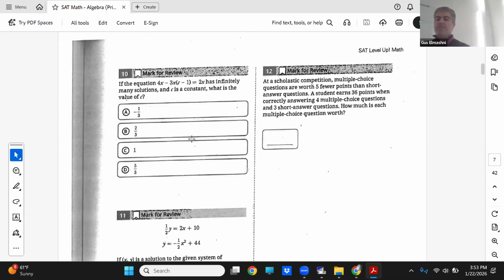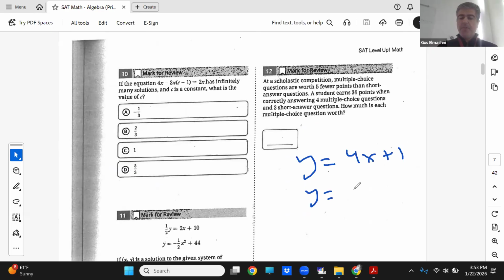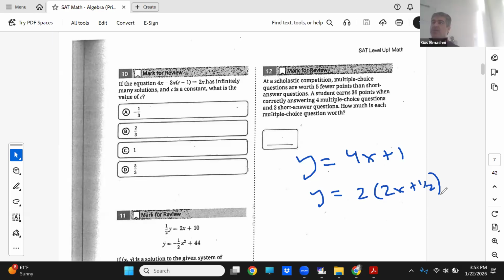So 4x minus 3x(c minus 1) equals 2x has infinitely many solutions. When you have infinitely many solutions, here's what could happen. You don't have to write this down, just for your information. Let's say I have y equals 4x plus 1, and let's say I have y equals 2(2x plus 1/2). These do look different, but they're actually the same thing.